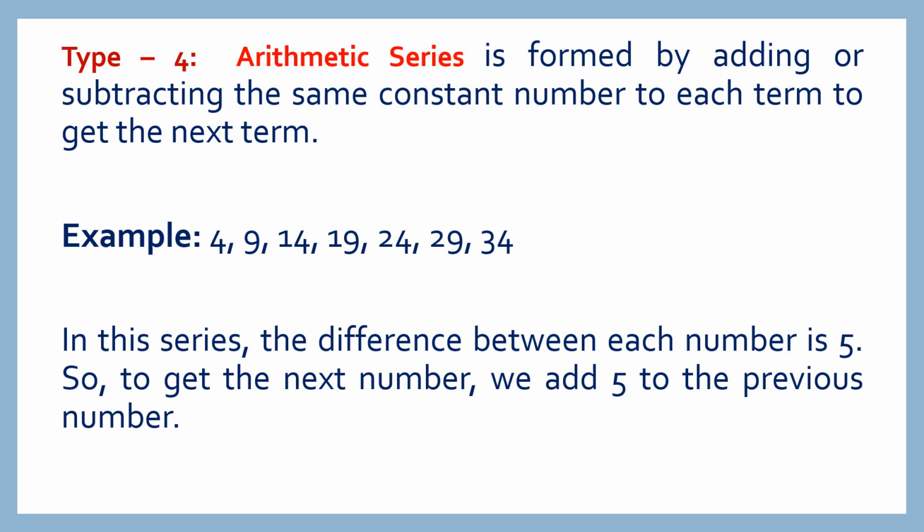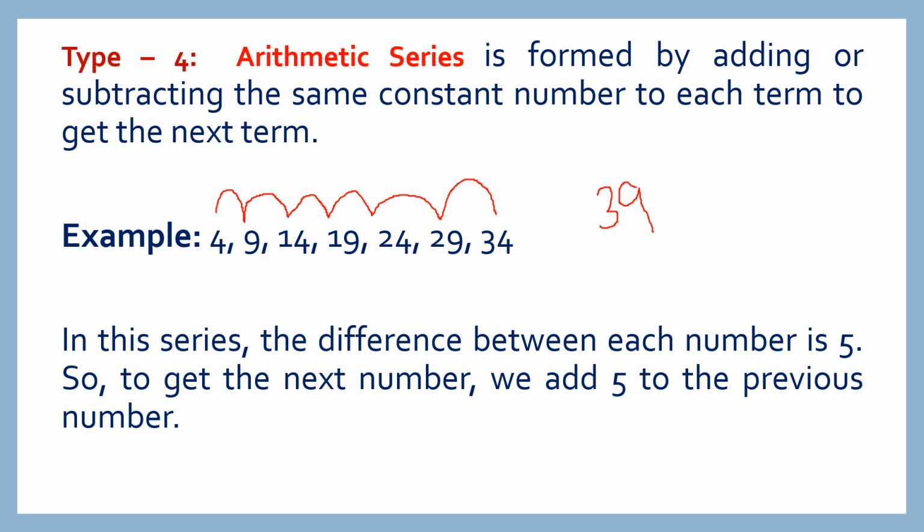In this series the difference between each number is clearly 5. 4 plus 5 is 9, 9 plus 5 is 14, 14 plus 5 is 19, 19 plus 5 is 24, 24 plus 5 is 29, and then 29 plus 5 is 34. So what will be the next one? 34 plus 5. That is 39. This is the answer.